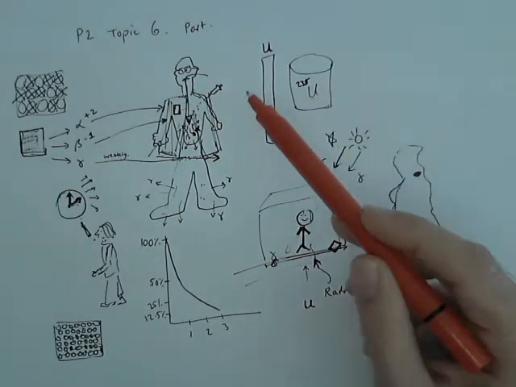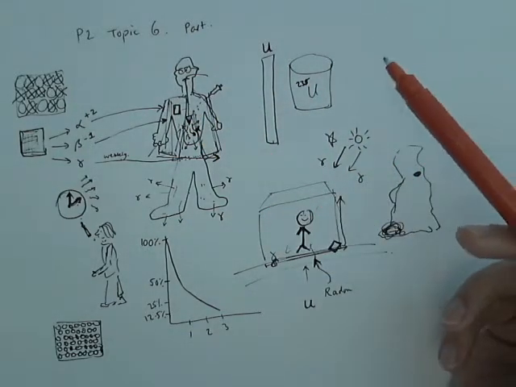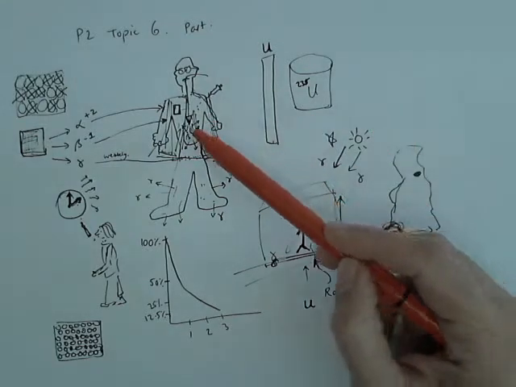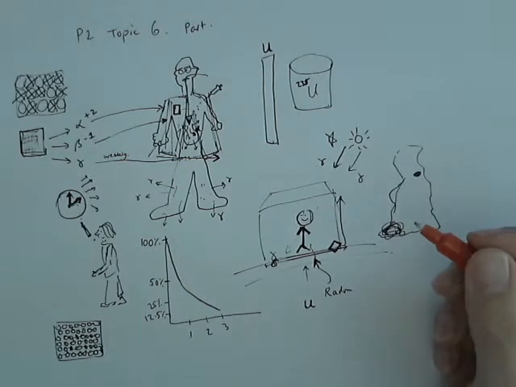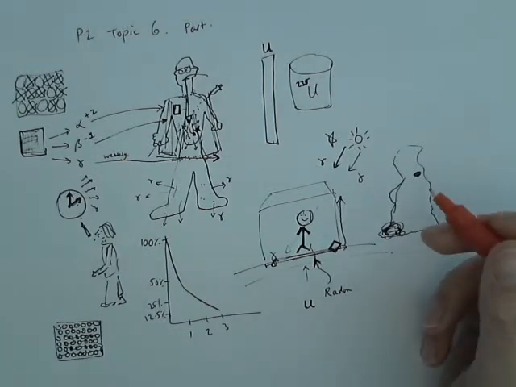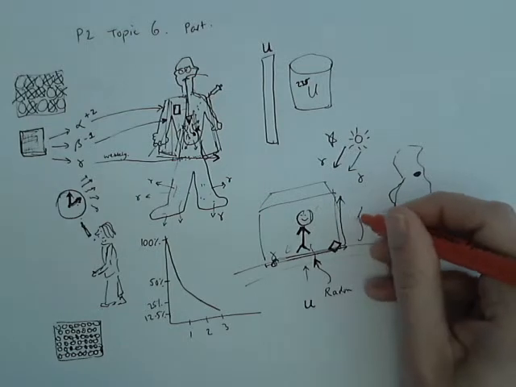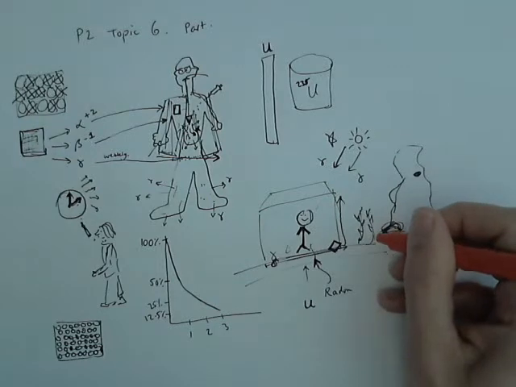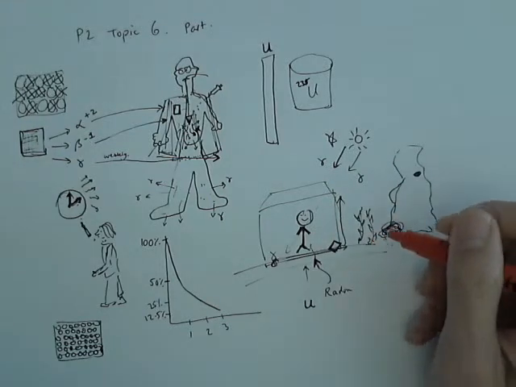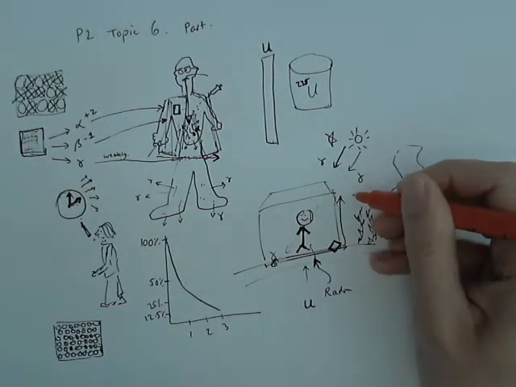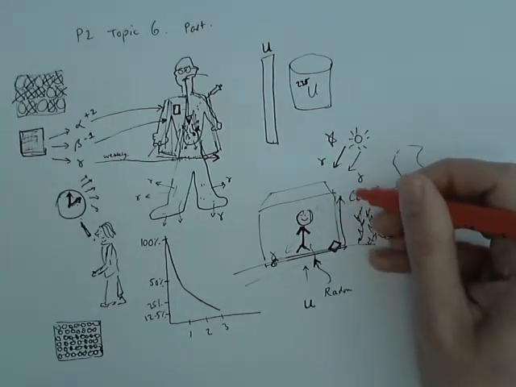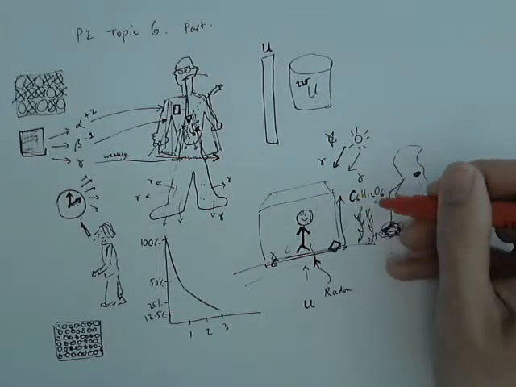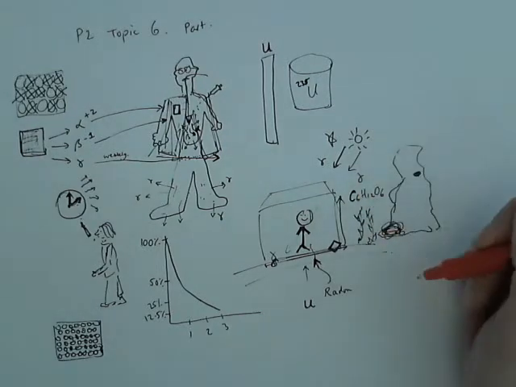This person here might be working in a hospital or a nuclear power station, so they might be exposed to radiation as part of their daily lives. Most of us aren't necessarily, but whenever we eat, anything that we eat, for instance some carbohydrates, carbohydrate contains carbon, and some of this carbon will be carbon-14.